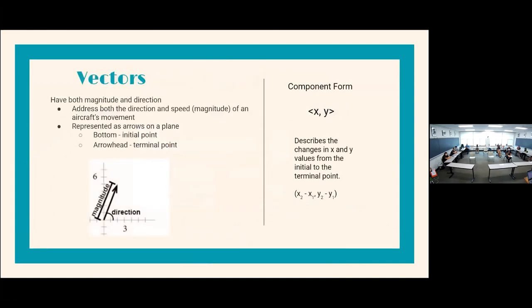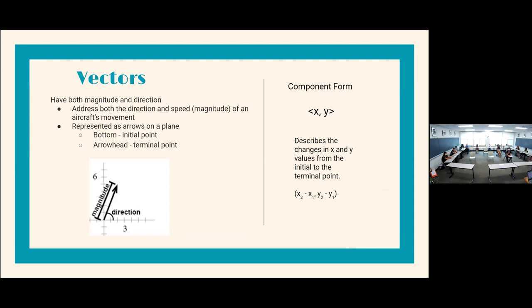All right, so vectors are quantities that have both magnitude and direction. Now, when we're considering the movement of a plane through the air, it's important for us to consider both the direction that it's going in and its speed or its magnitude. Because of this, vectors are a very good way of representing the movement of a plane through the air. So vectors are usually represented as arrows on a plane, where the bottom right here is known as the initial point, and the arrowhead right here is known as the terminal point. The direction of the vector is indicated by the line that you make going from the initial point to the terminal point, and the magnitude of the vector is essentially how long it is.